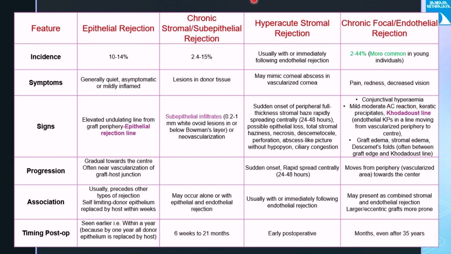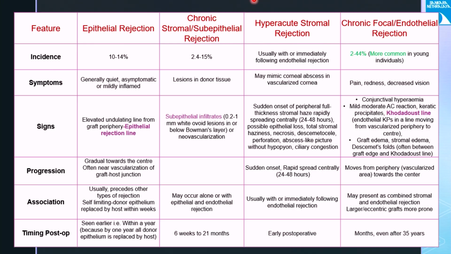So this is the table summarizing the different types of rejection. Epithelial rejection is the least common, followed by subepithelial rejection. The most common is endothelial rejection, 2 to 44%, more common in young individuals. Generally, patients with epithelial rejection are quiet, asymptomatic, while patients with endothelial rejection will have pain, redness, and decreased vision. The epithelial rejection line is an undulated, elevated line. Subepithelial rejection will have the subepithelial infiltrates, or neovascularization.